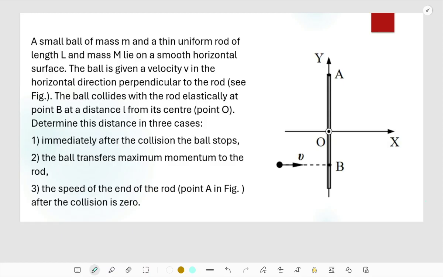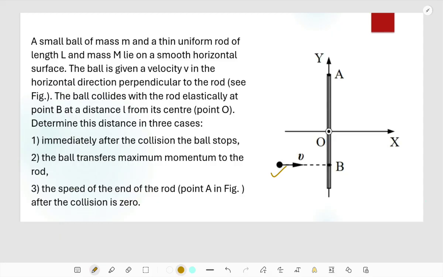As you can see, there is a problem on your screen, and it simply says that there is a small ball of mass m, and a thin uniform rod of length L and mass m lies on a smooth horizontal surface. The ball is given a velocity v in the horizontal direction perpendicular to the rod. You can see the figure.